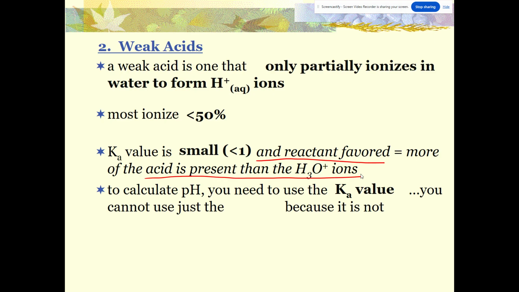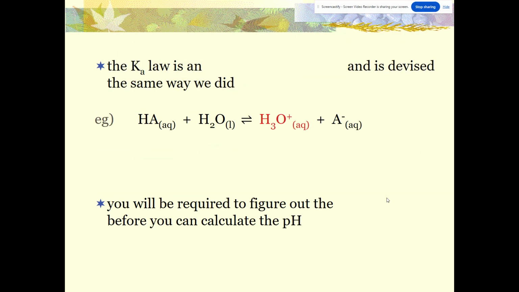So to calculate the pH, we're actually going to be using those Ka values that are in the data booklet to help us find the concentration of the hydronium ion because it will not be the concentration of the weak acid. It's not 100% ionizing.